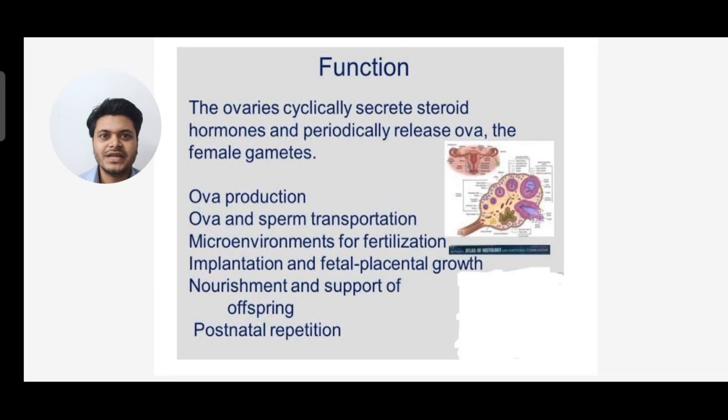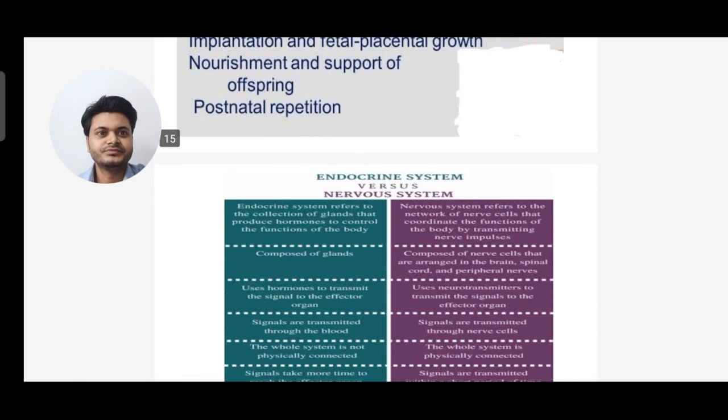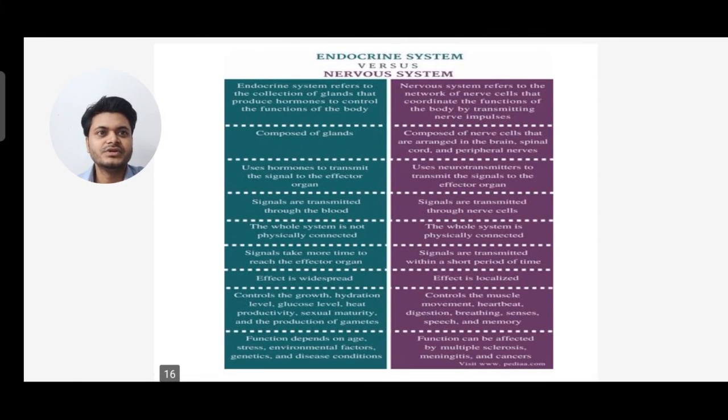Then after that, implantation and fetal placental growth take place, along with nourishment and support of offspring. Now students, here I have given the differences between the endocrine system and nervous system. So go through the differences.